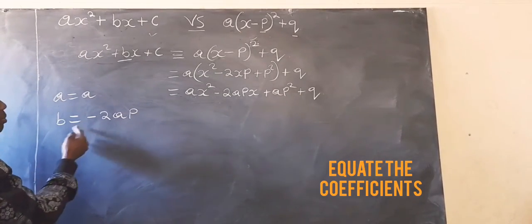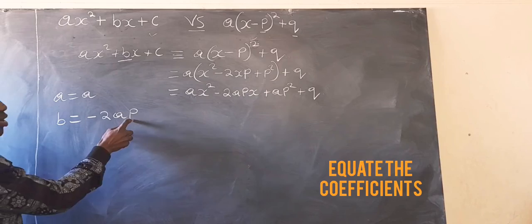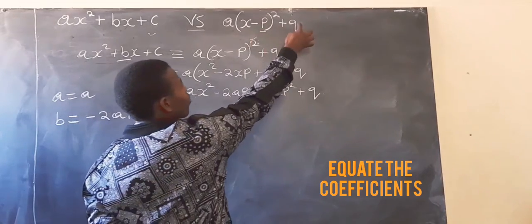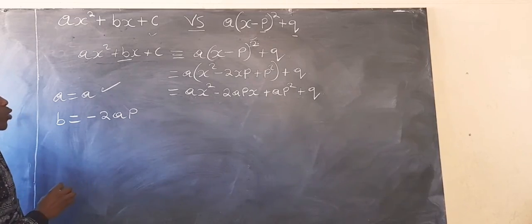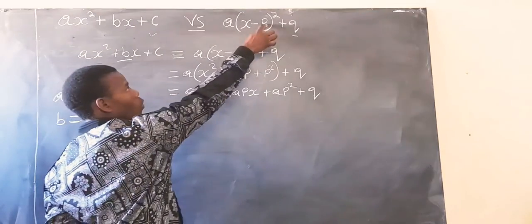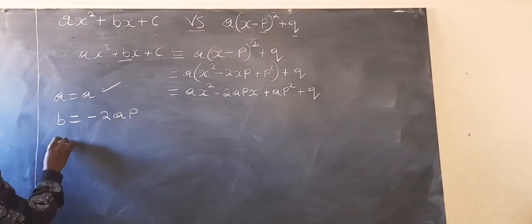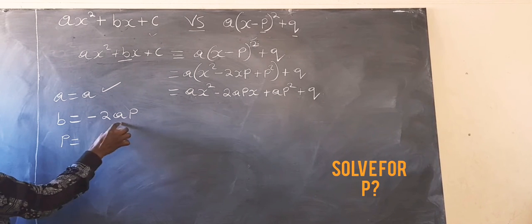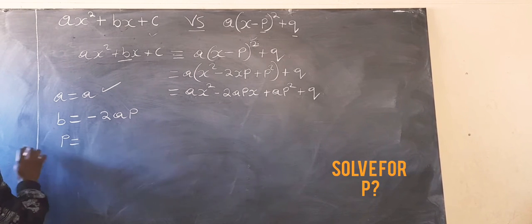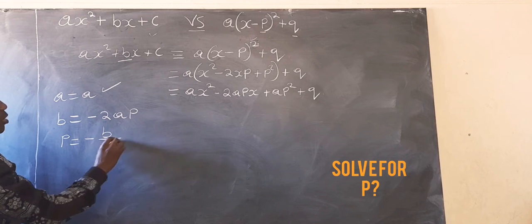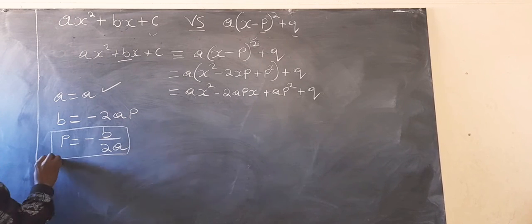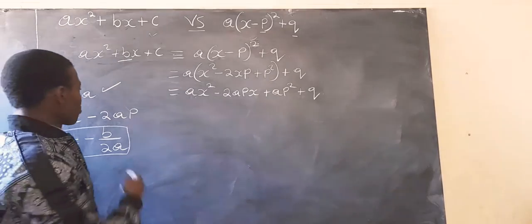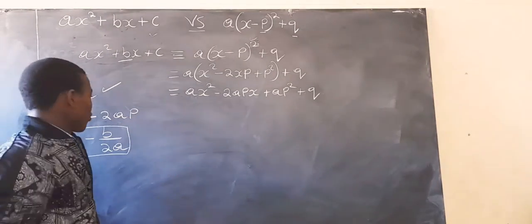So we can be able to find the value of p, because we are looking for p, and we're looking for q as well. Hence we have said a is just equal to a. So what is the value of p? So p is going to be equal to, when you divide by negative 2a both sides, you're going to have negative b over 2a. This is what you are familiar with from the equation of the axis of symmetry.